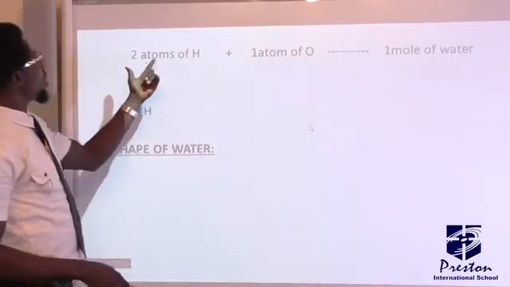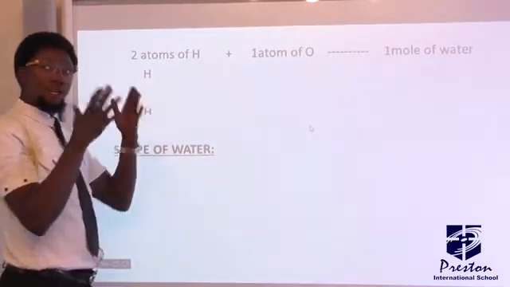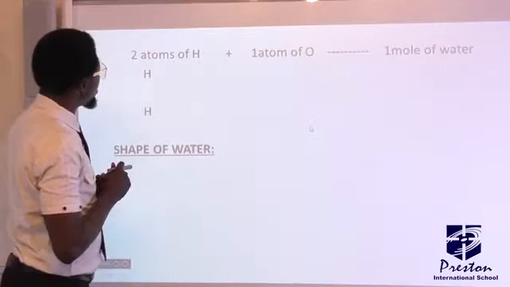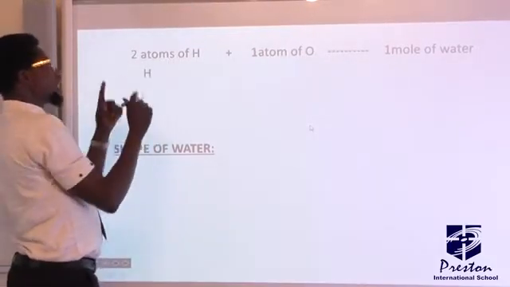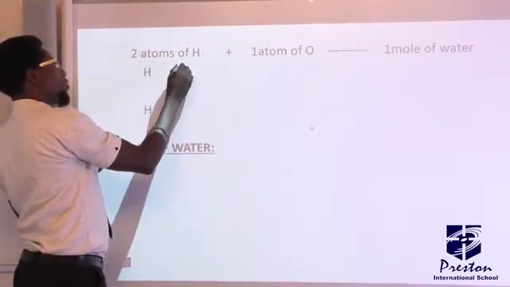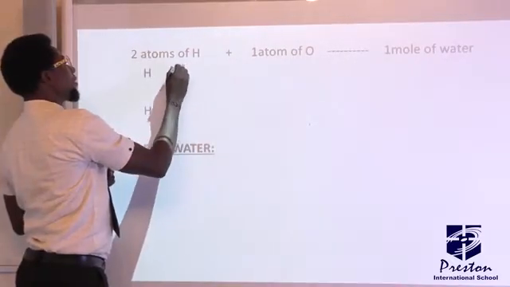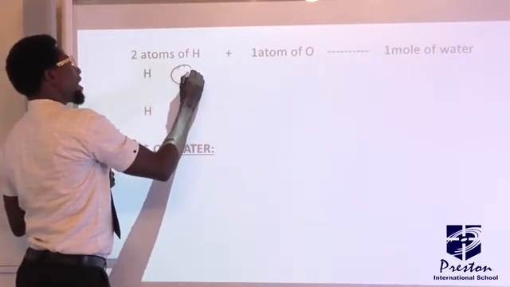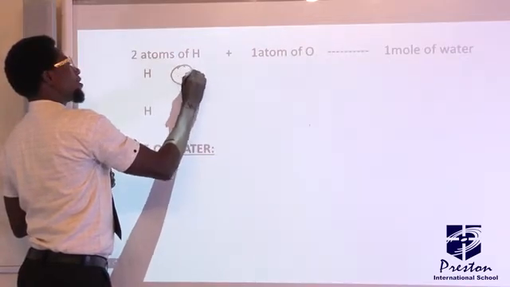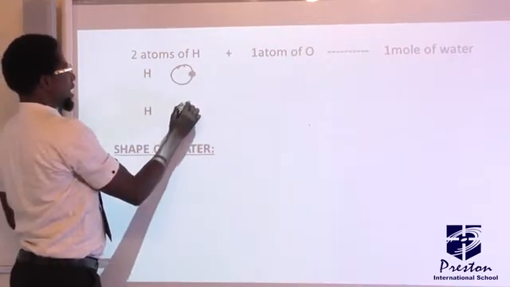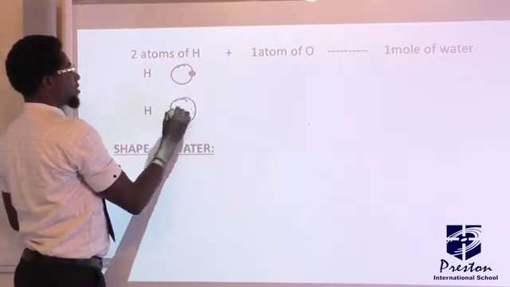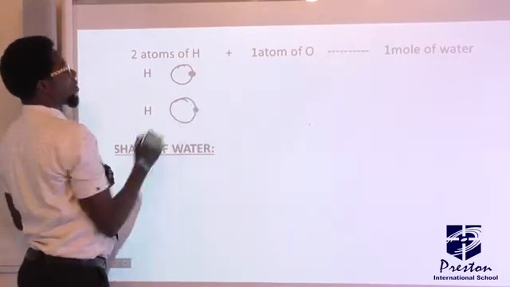Okay? Now, this is 2 atoms of hydrogen. We want to see the dot and cross structure of how the water molecule is formed. This hydrogen has 1 electron. If you want to draw this, it becomes the 1 electron is what we have drawn here. Then another hydrogen atom has 1 electron. The 1 electron is what we draw here.